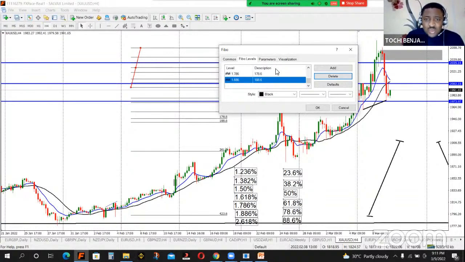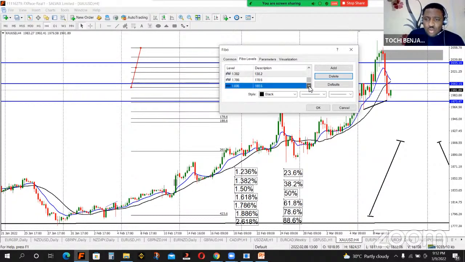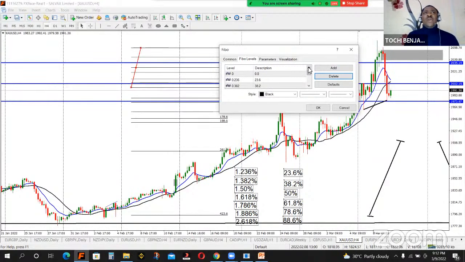Look at my own extensions. Look at it. This one is 1.886. This one is 188.6. This one is 1.786. This one is 178.6. Have you seen it now? So I have modified my Fibonacci already. So you should do that on your own. If you have any challenge, let me know. But I don't think you will have a challenge if you were here in our RSI class and other classes.